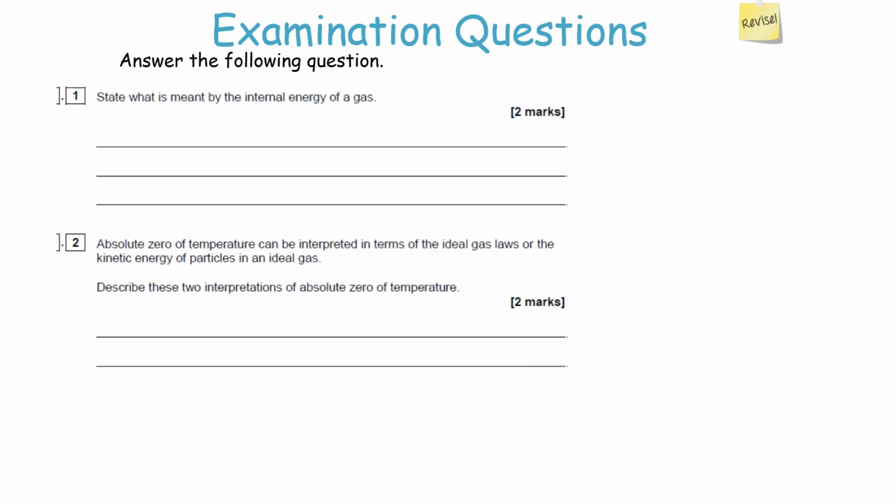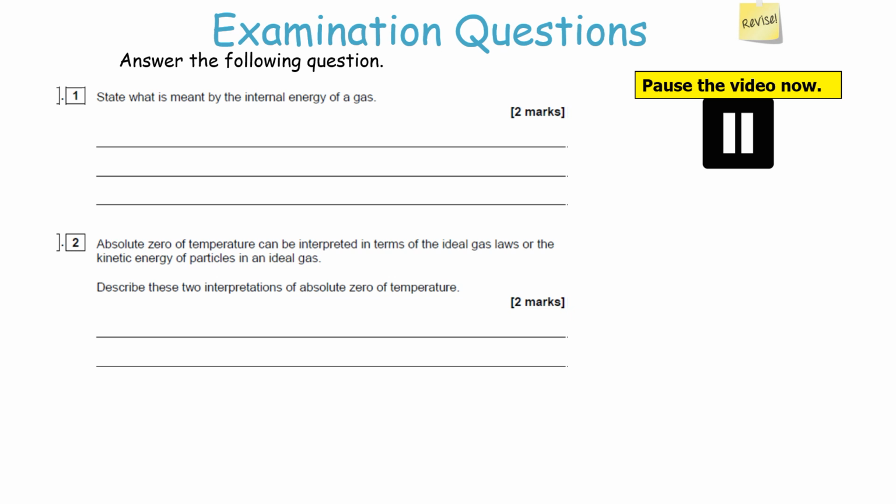Next question. What is meant by the internal energy of a gas? Absolute zero of temperature can be interpreted in terms of the ideal gas laws or the kinetic energy of particles in an ideal gas. Describe these two interpretations of absolute zero of temperature. So pause the video now, then unpause the video when you want to go through your answers.